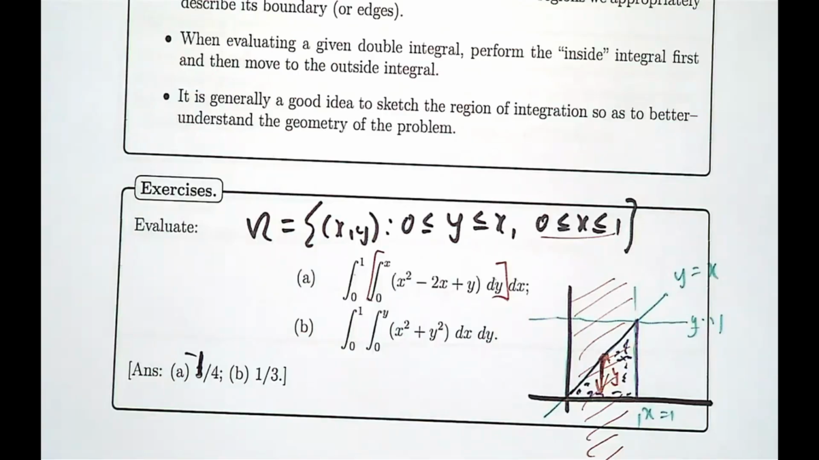Questions? It looks easy when I do it, but it gets harder. What if you're struggling to draw the picture? You just have to slow down and draw the boundary: y equals 0, y equals x, x equals 0, x equals 1. Draw the edges, and then say, okay, which bit do I want?